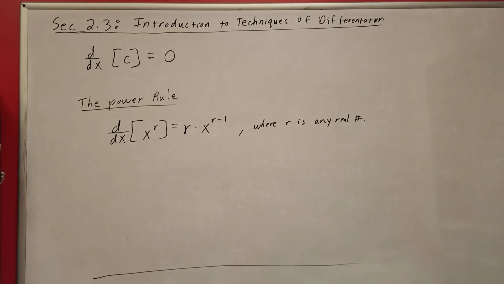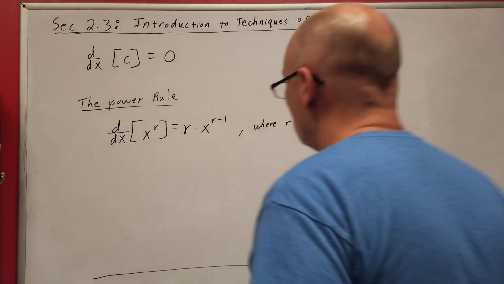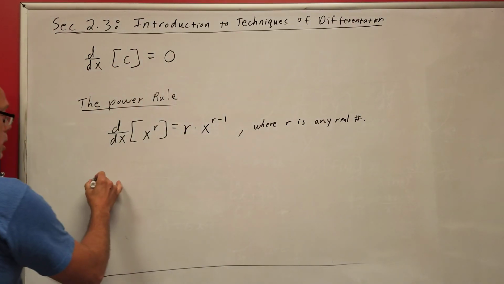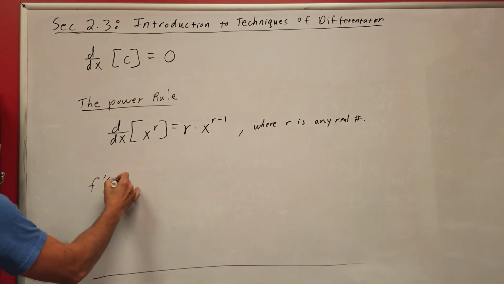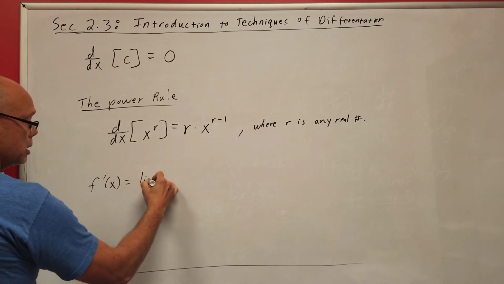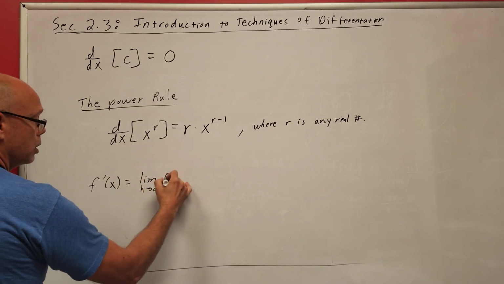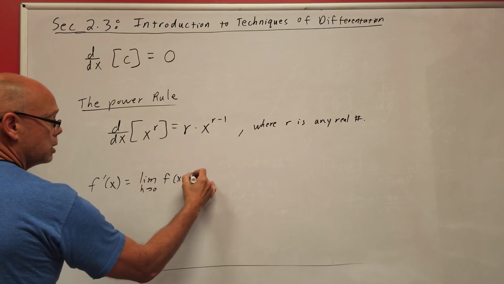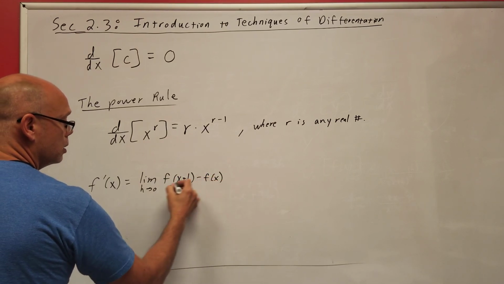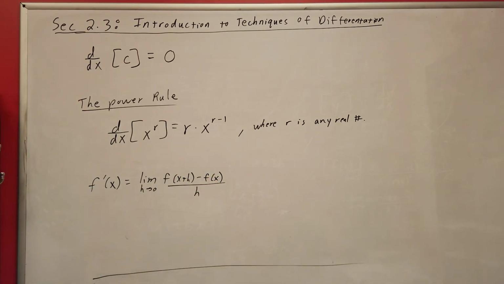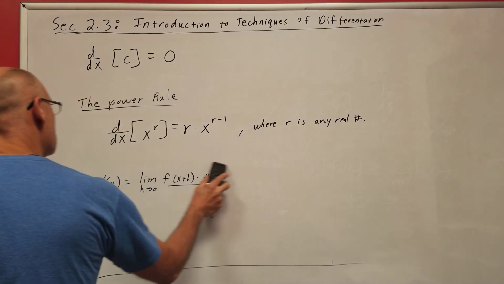All right, we're going to be looking at section 2.3, Introduction to Techniques of Differentiation. In the last section we learned the derivative, f prime of x, is equal to the limit as h approaches 0 of f of x plus h minus f of x all over h. Well, in this section we're going to learn an easier way of taking the derivative of a bunch of functions without having to go through this limit thing every single time, okay?